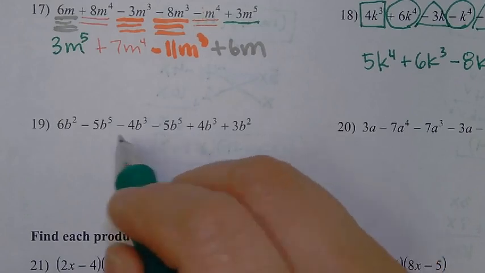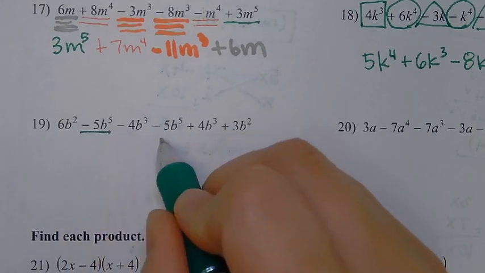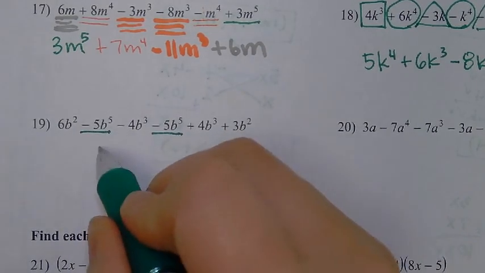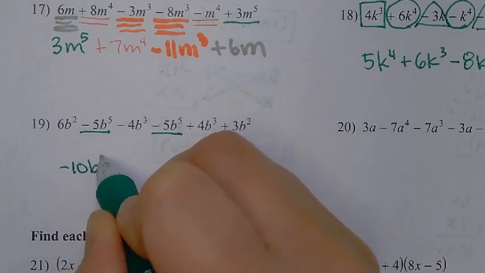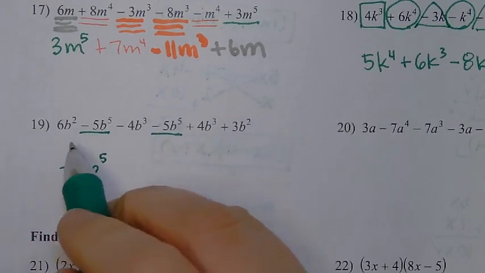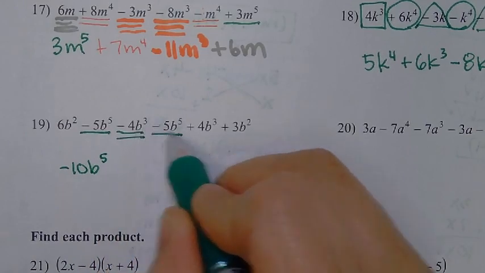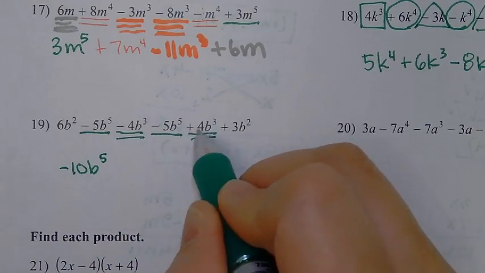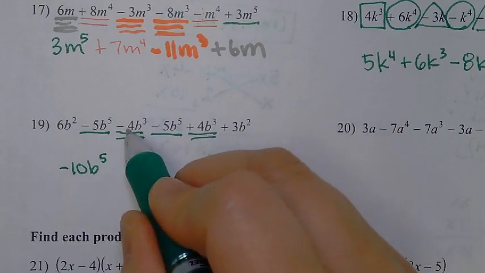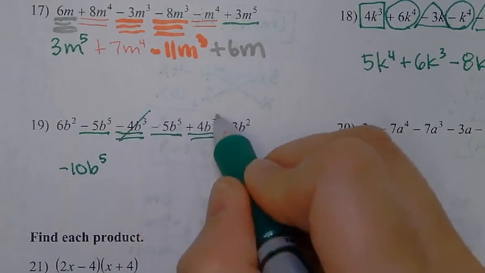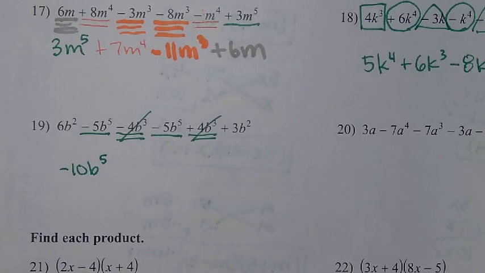All right, I'm going to look at the biggest one. So minus 5b to the 5th power minus 5b to the 5th power is going to be minus 10b to the 5th power. And then my next one is going to be my 4b to the 3rd power plus 4b to the 3rd power. That actually just cancels because negative 4 plus 4 cancels out. Okay, so I don't have to deal with those.